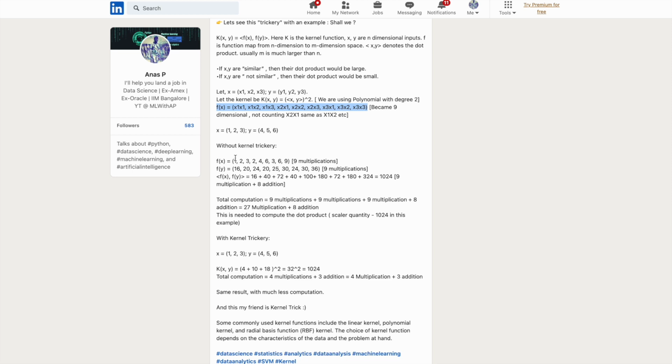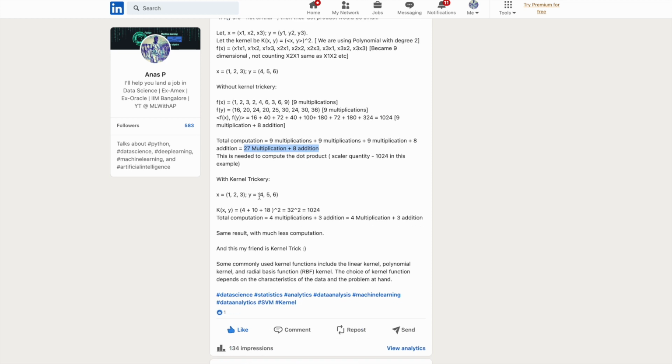Here I have shown that without the kernel trick, you will do the feature mapping. You'll need these many multiplications for the y vector. Again, you will do this, and then you will calculate the dot product. Ultimately, you are going to do these many operations to arrive at a scalar quantity, which is 1024 in this case. You are doing 27 multiplications and 8 additions without the kernel trick. In this particular case, we are actually transforming the data.